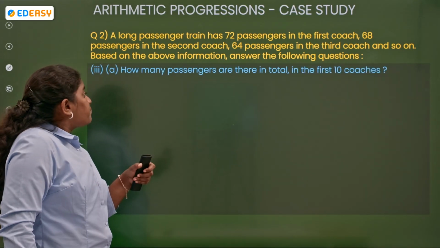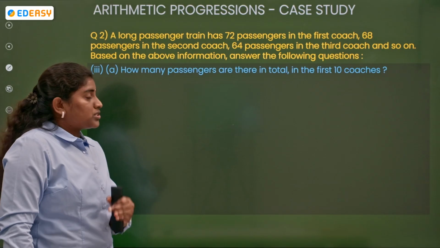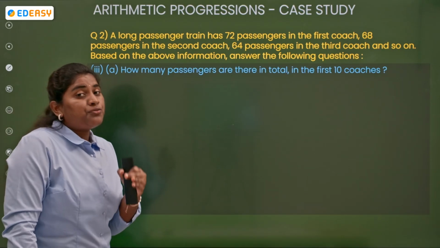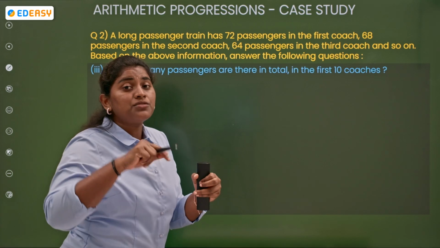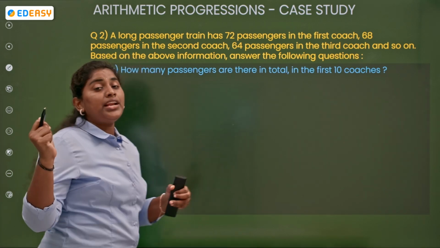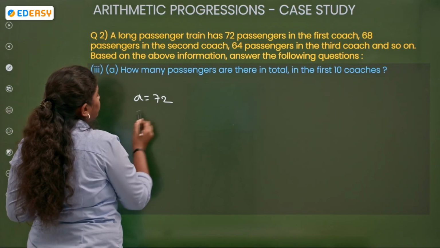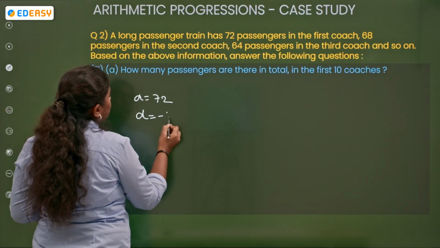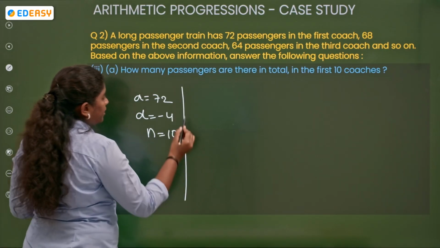Moving to the next. How many passengers are there in total in the first 10 coaches? It means we need to find the total number of passengers. Total number of passengers means we need to do the sum. Okay. Sum of 10 terms of an AP. Now A value we know is 72 and D value we know is minus 4. What is your N value? That is 10. Right.